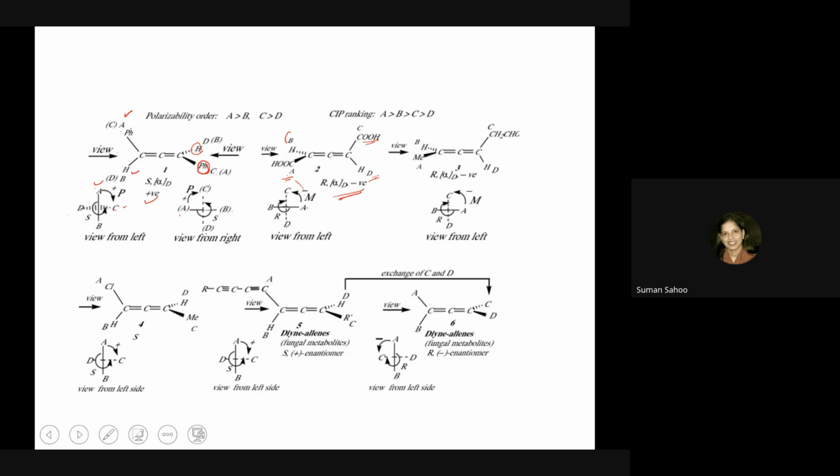And its configuration we have already discussed in the last class, whether it was going to be R or S. But here it gives you whether it is going to give you a positive Cotton effect or a negative Cotton effect. While tracing the path from A to B to C, it goes anti-clockwise, but still it gives you a positive Cotton effect because of the relationship between the higher polarizability. So this is anti-clockwise, that's why S, but it has a positive Cotton effect.